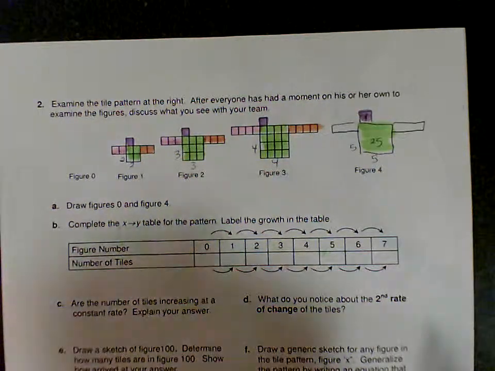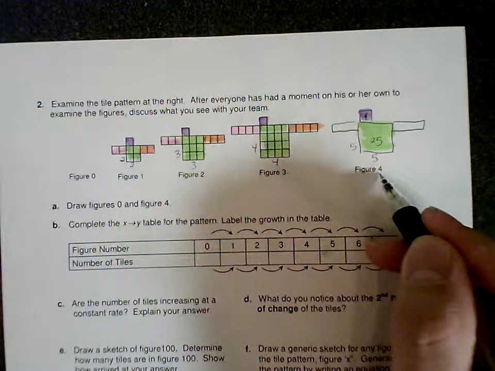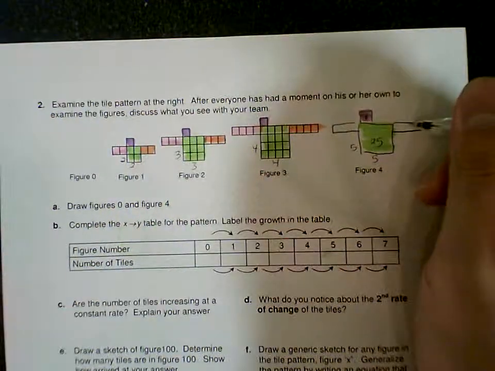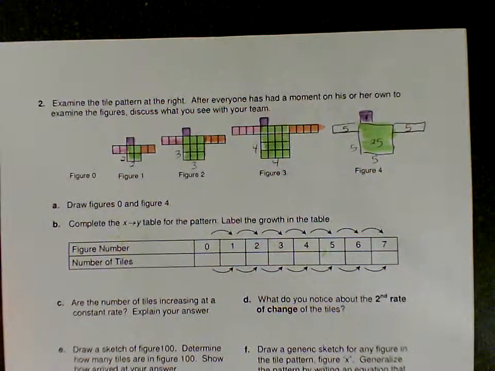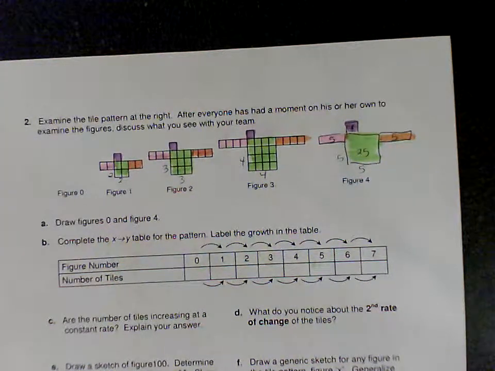So in figure 4, we're going to have one more than the figure number. So there'll be 5 on each side for these. So 5 on the left, 5 on the right. And that is figure 4.